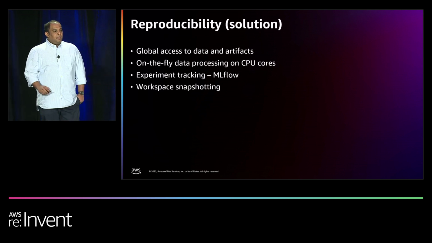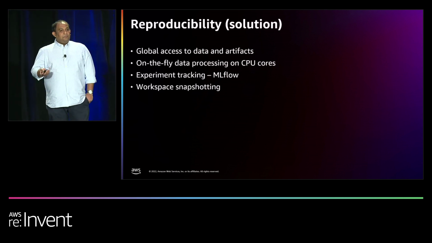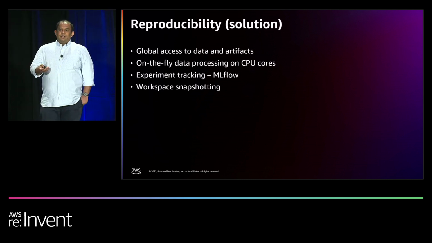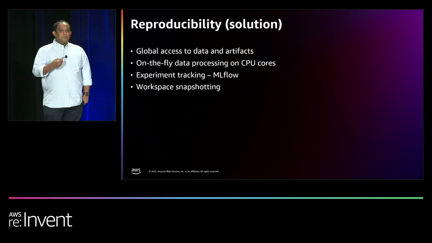And the second is we stopped moving data processing between systems. We actually do the on-the-fly data processing on the CPU cores of these beefier machines. As you all know, these machines are huge, and there's lots of unused resources like CPU, which is sitting idle when you train the model. So we started to do a lot of data processing on the CPU cores.